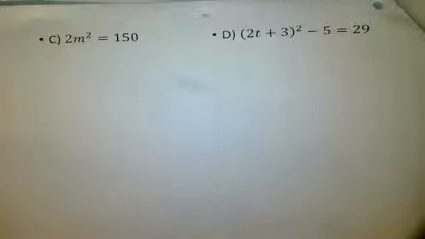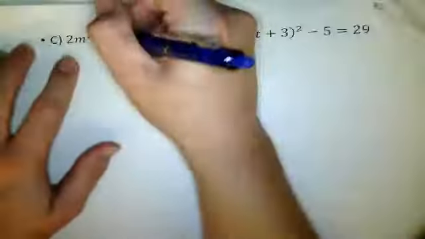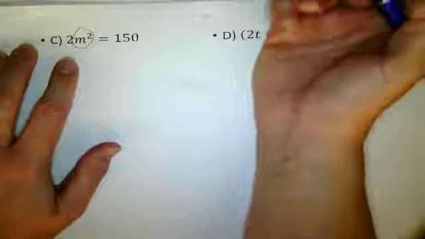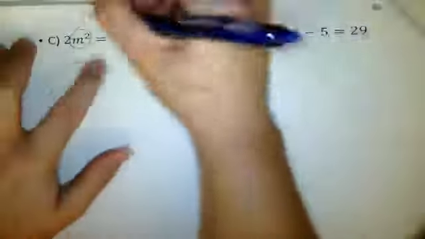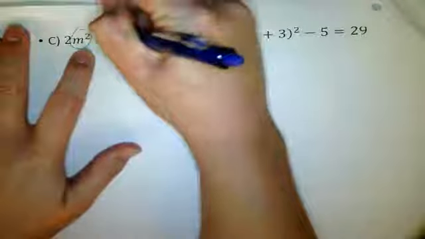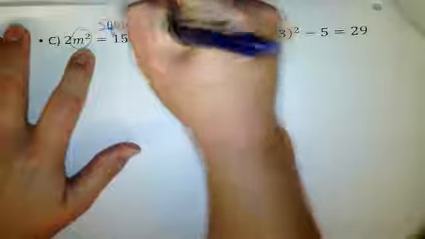What's different about this one? There's no m to the first power. Very good. So we just have something being squared. And because there's no middle term, this is a good question to use the square root method.